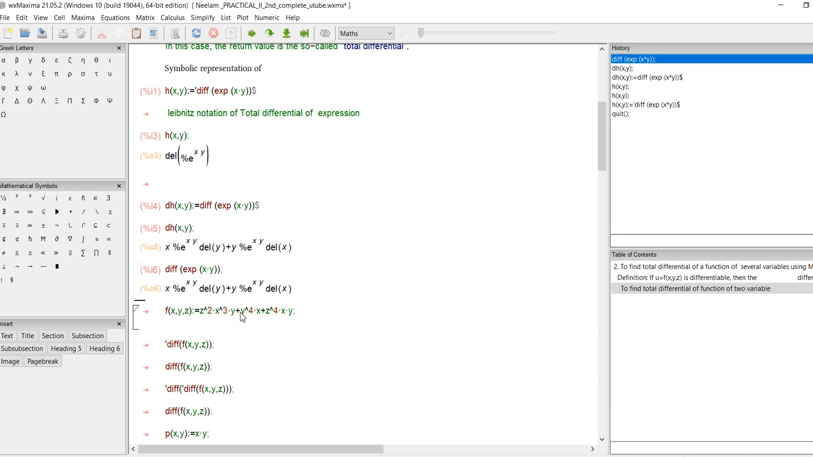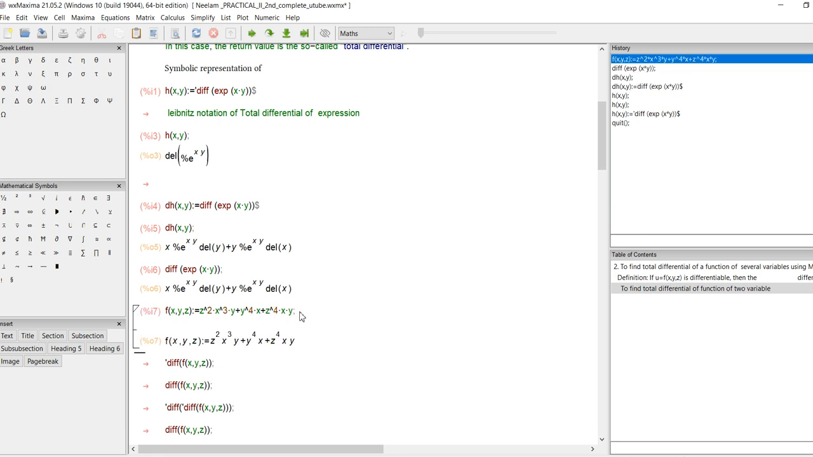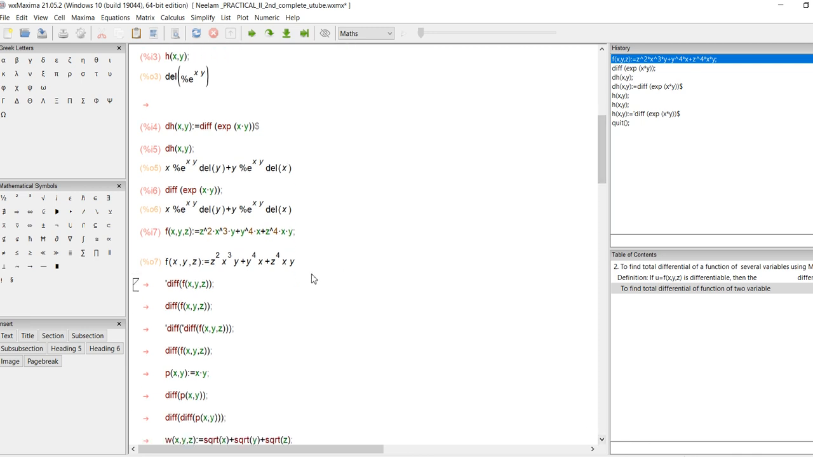Let us take the example of 3 variables. Again I assigned this xyz in the function of xyz, input 7. This is z square x cube y, this expression, plus y to the 4 x plus z to the 4 x and y. In your exam we will ask you how to find the total differential of a given function. So you will write the expression manually and then you will show me on the computer how to run this in Maxima.